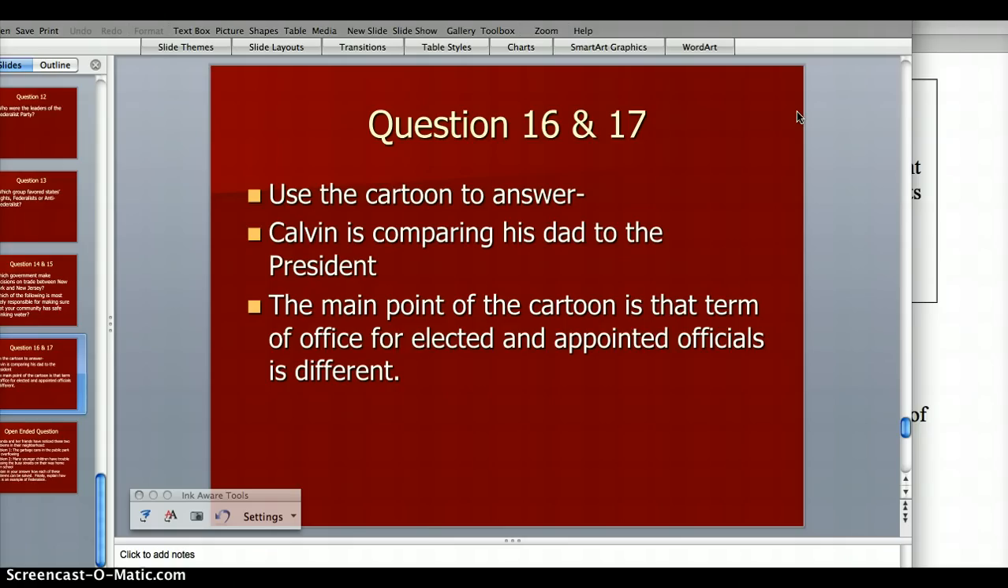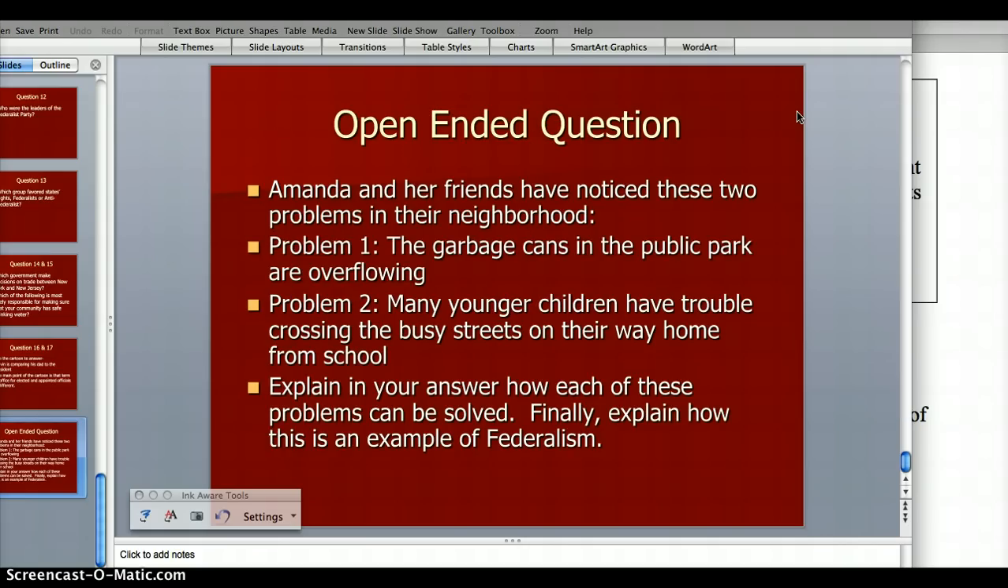The next question says, the child in the cartoon strip above is a 6-year-old boy named Calvin. What is the main point of the cartoon? The main point of the cartoon is that terms of office for elected and appointed officials is different. So if you see he's comparing being elected for president versus being appointed for life. So again, this is going to be on the test. It's just using the cartoon and the material in front of you to analyze it and come up with an answer. Okay. The last part of your review sheet has an open-ended question.